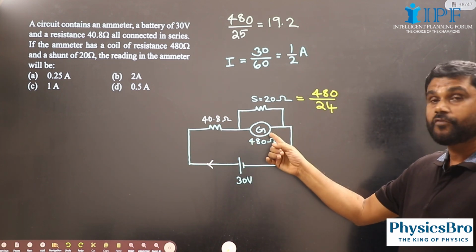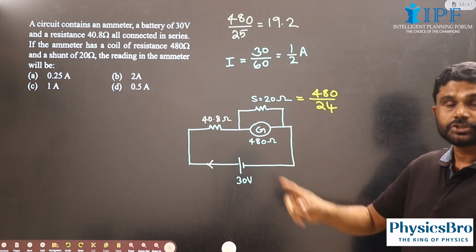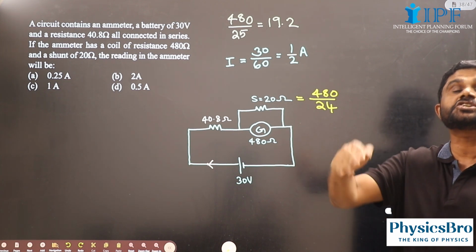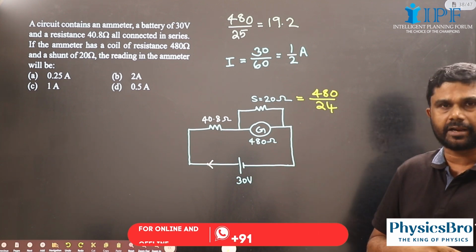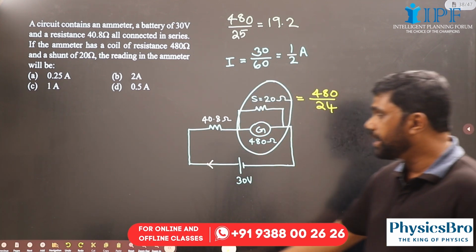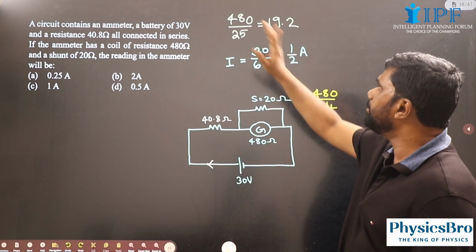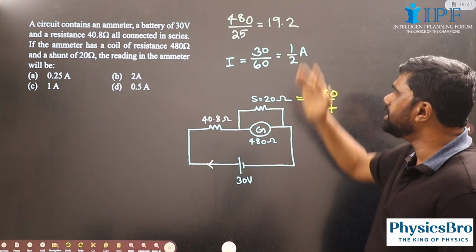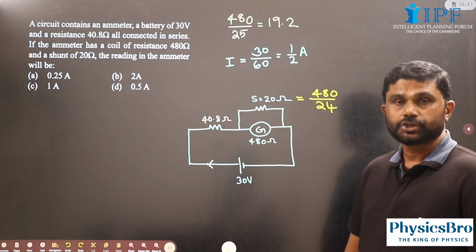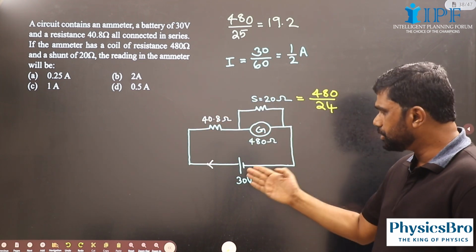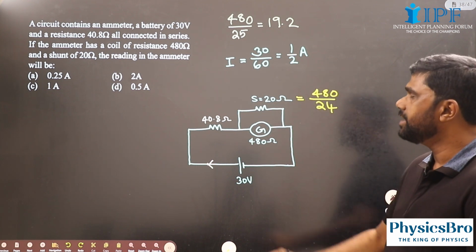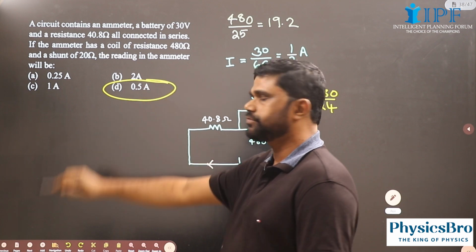And here we have one more 480 connected parallel to it. So altogether 25 identical resistors, each equal to 480, are connected in parallel. So here the total will be 480 divided by 25, that you will get 19.2. Here we have 19.2, here we have 40.8. Total will be 60. And the current drawn from 30 volt cell will be 30 by 60, that is equal to 0.5 ampere. This one.